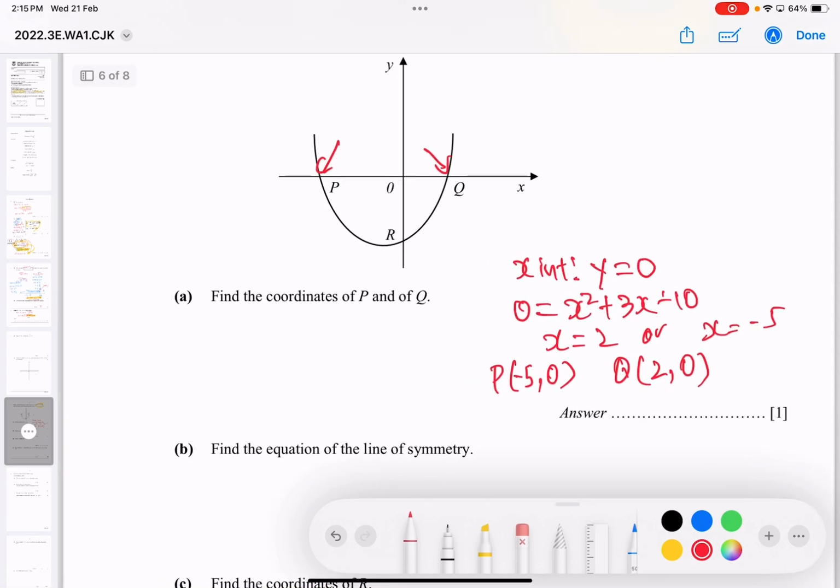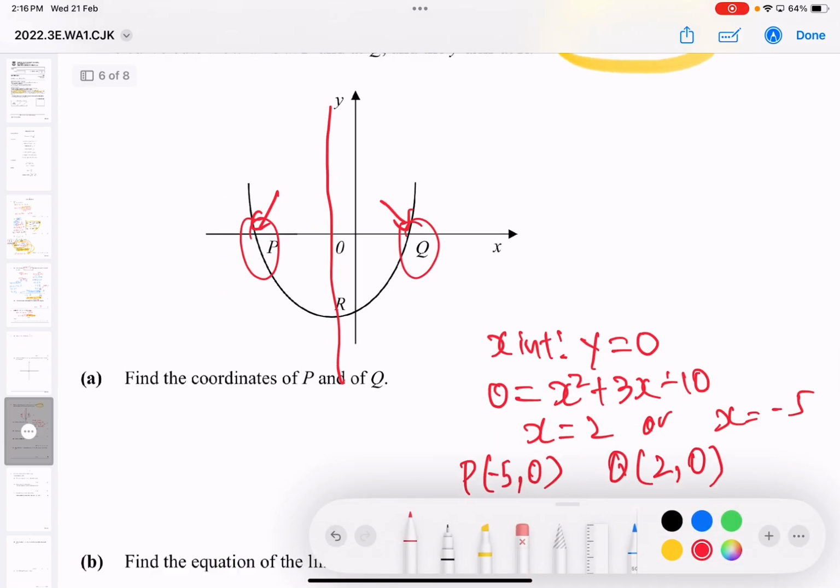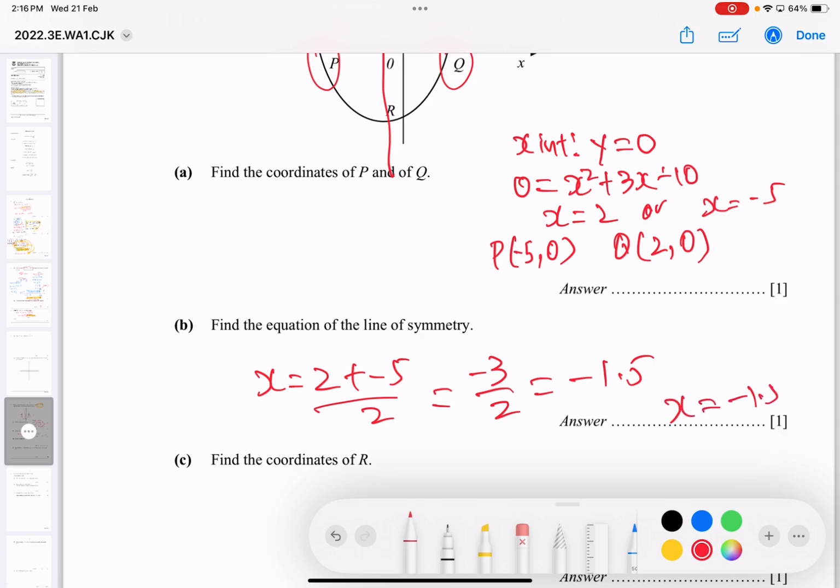Okay, so part B, the line of symmetry is always in the middle of the two x-intercepts. In the middle means we will find the average. Average of the x-intercepts: 2 plus negative 5 divided by 2, negative 3 divided by 2, negative 1.5. Answer, x equals negative 1.5.